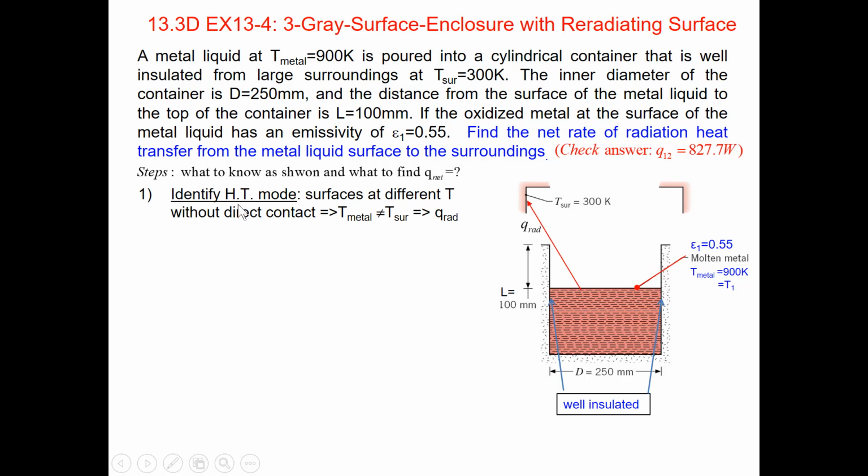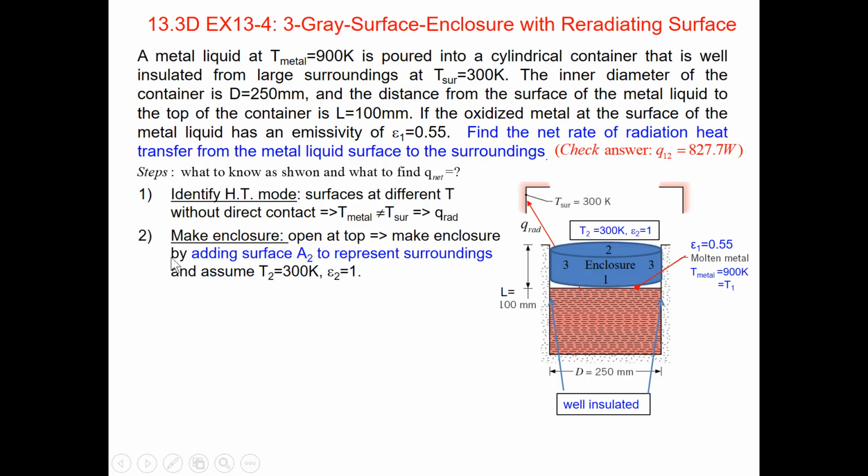Step 1, identify all the heat transfer modes. There's radiation heat flow from the metal liquid surface to the surroundings surface. Step 2, make enclosure. Since the system is open at the top, we make enclosure by adding surface A2 to represent the surroundings surface, and assume the temperature is 300 Kelvin and emissivity is 1. Now the system is closed.